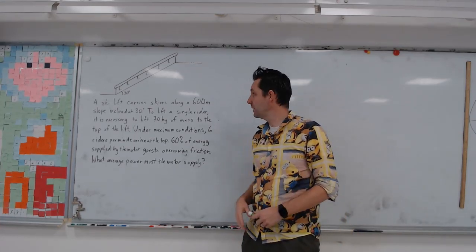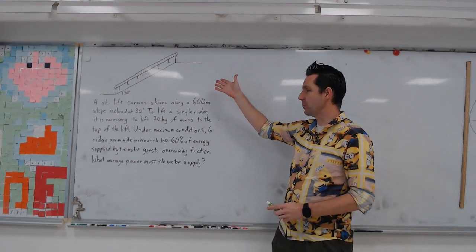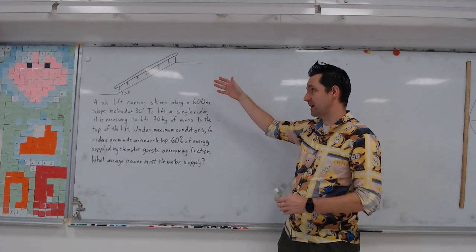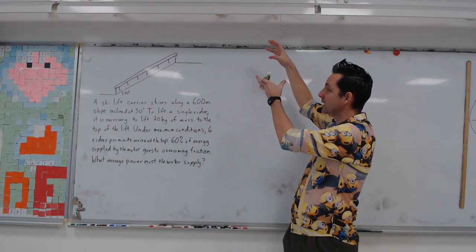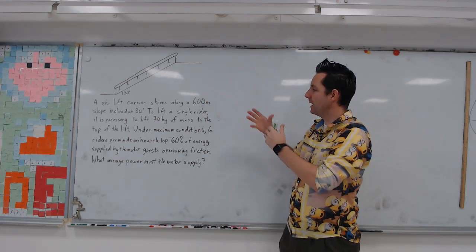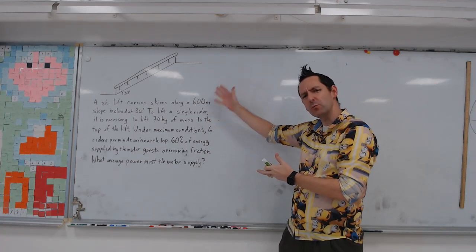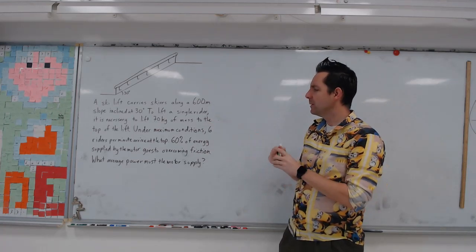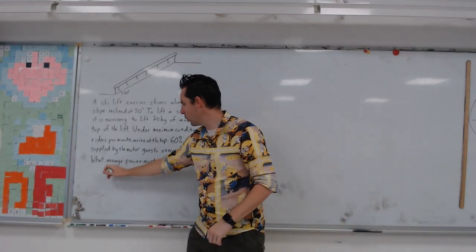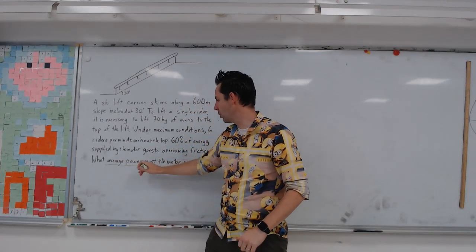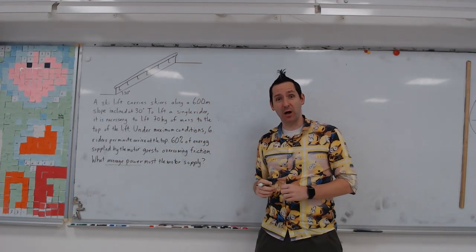Alright, y'all. So in this video, we're going to look at a problem about a ski lift. The ski lift has some skiers that are going to be taken up to the top of the hill. And the question eventually we get to, you can pause and read through it if you need to, but the question being asked is, what is the average power that the motor has to supply?